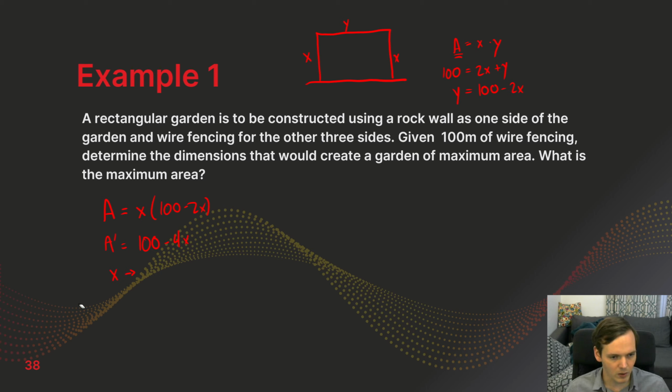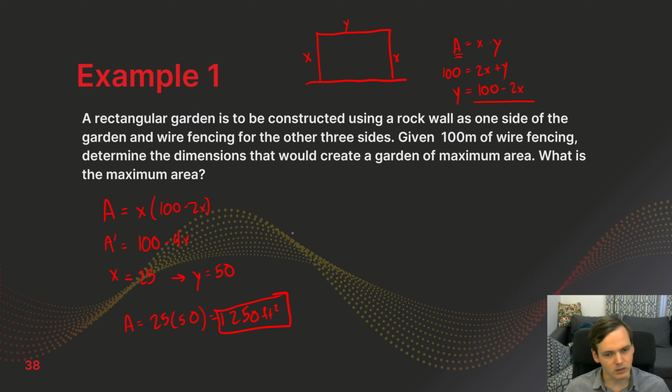Our x should be equal to 25, because if you move the 4x to the other side, set this equal to 0, and solve, you get x equaling 25. That means our y would have to be 50, because remember, y is 100 minus 2x, so if x is 25, we get that. And so therefore, our area is going to equal 25 times 50, which is 1,250 feet squared.